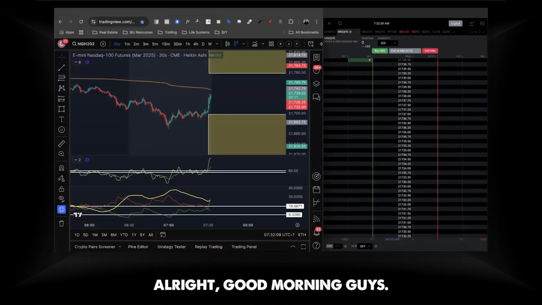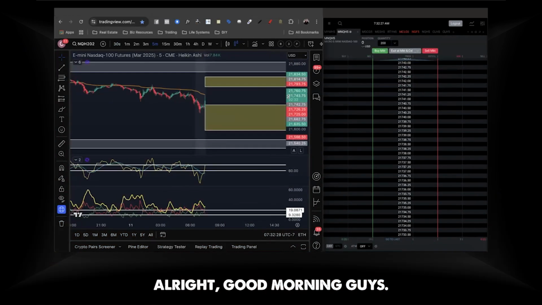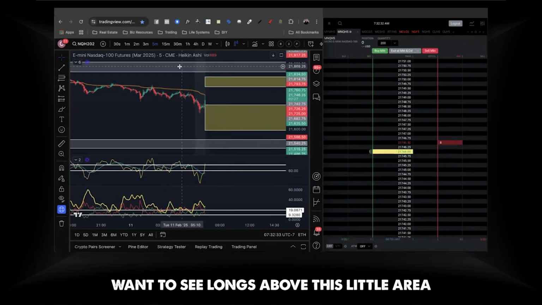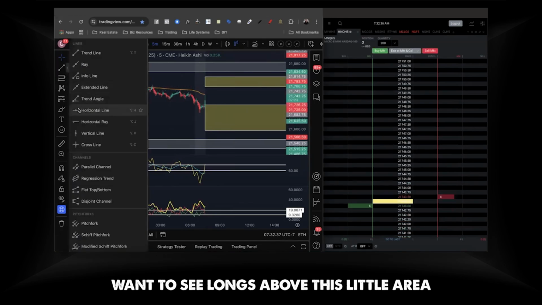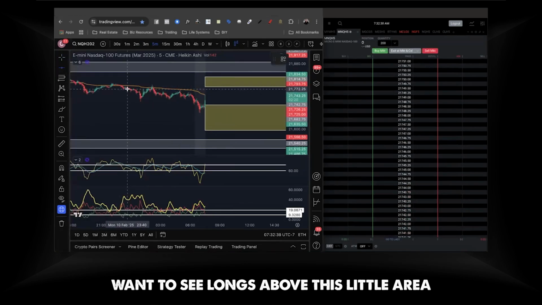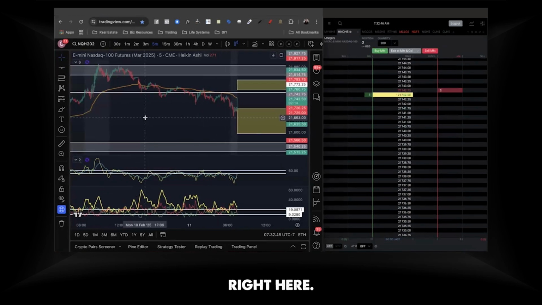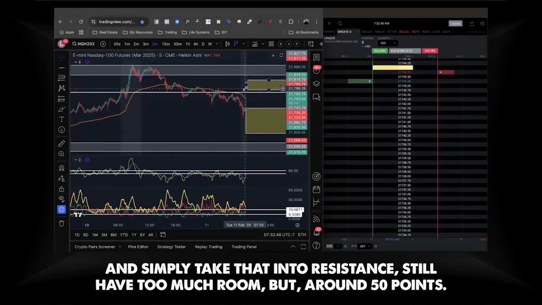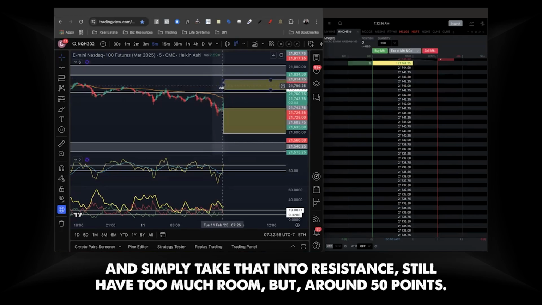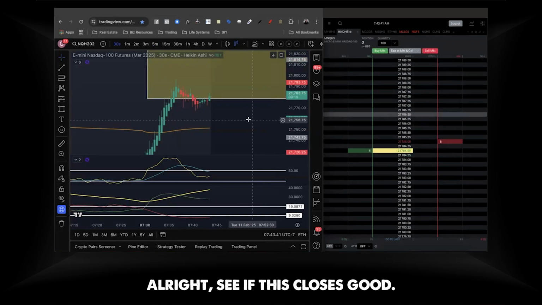All right. Good morning, guys. Yeah, this is what I'm watching here. I want to see longs above this little area right here. And simply take that into resistance. Don't have too much room, but around 50 points. All right, let's see if this closes good.